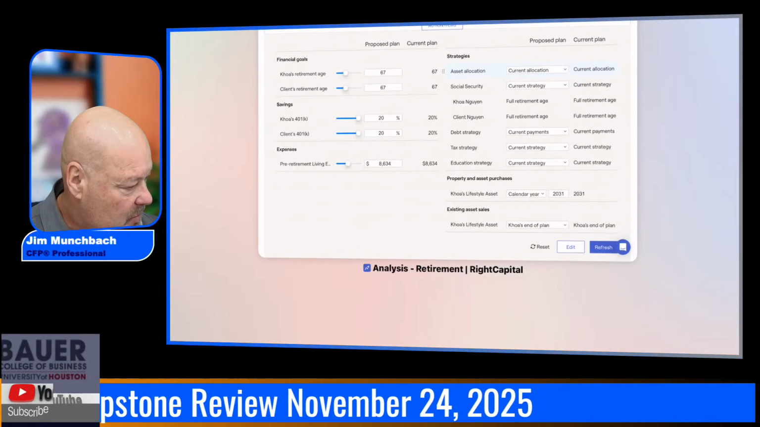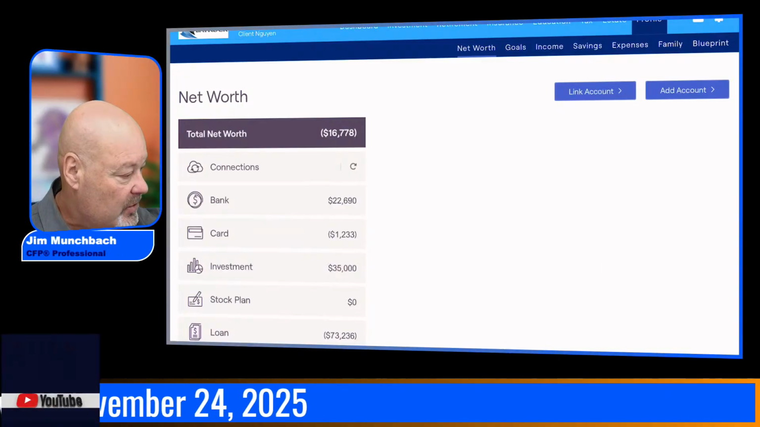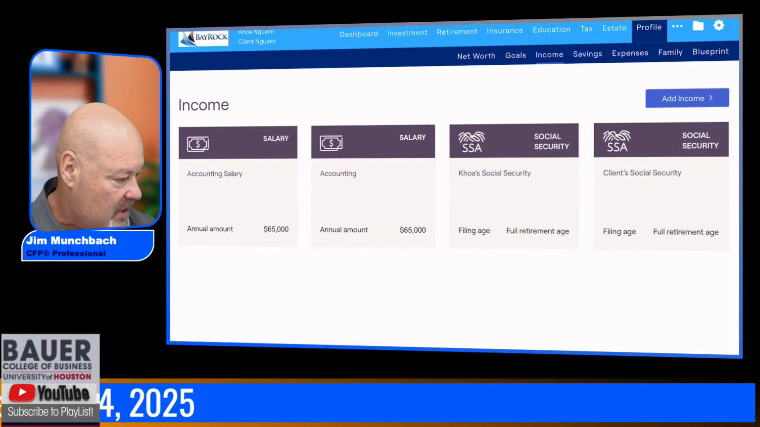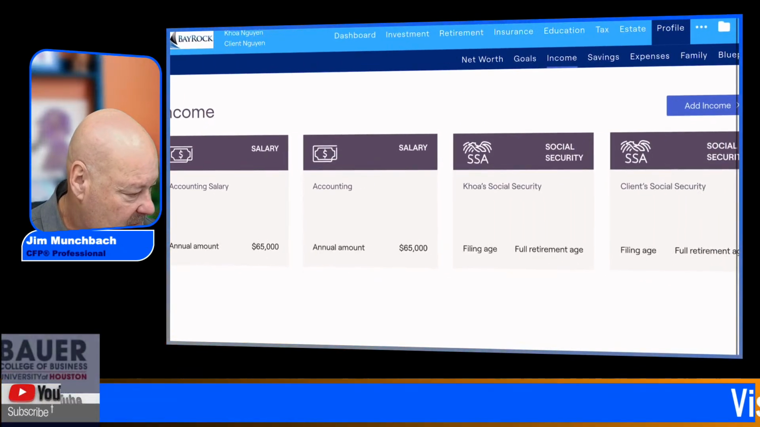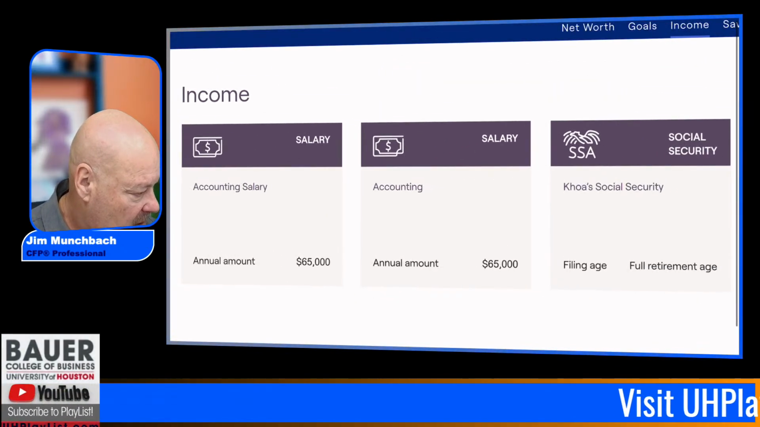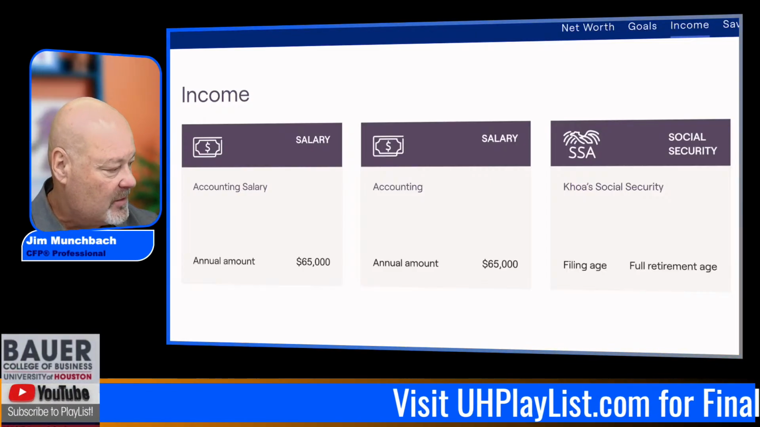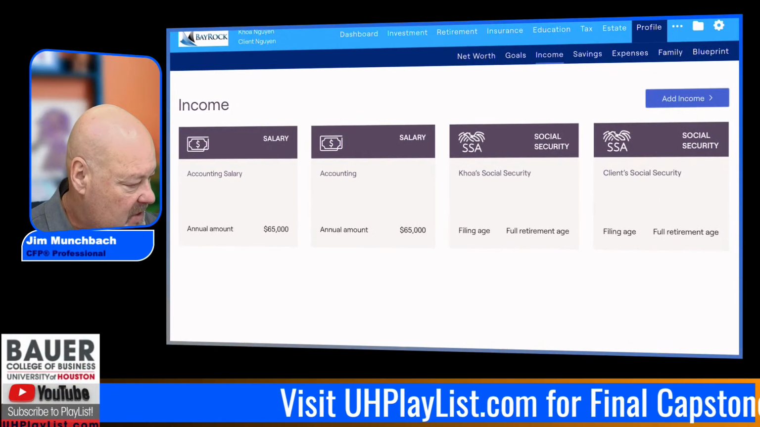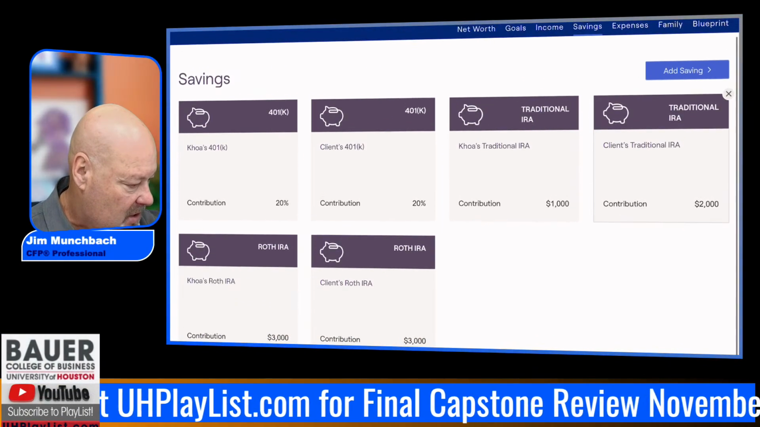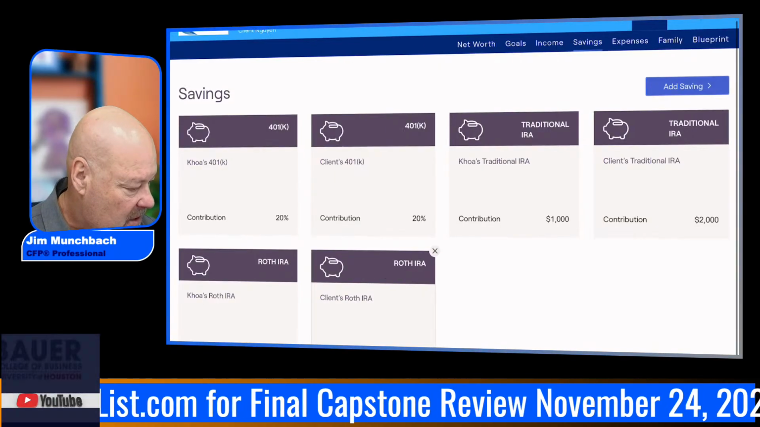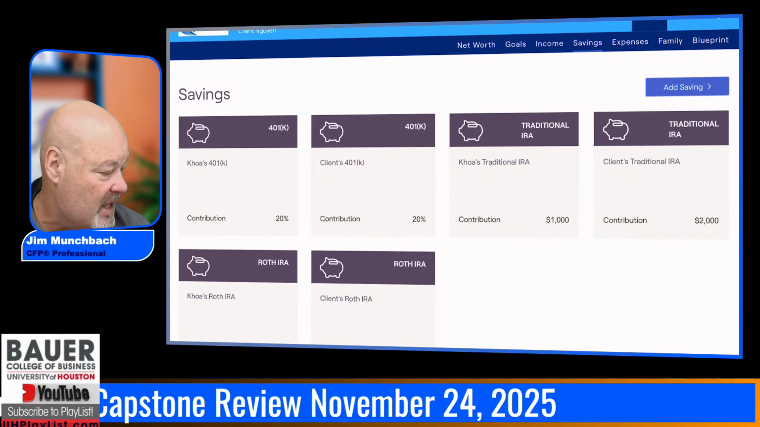So if I go back and let's go to profile, I'm going to look at income and see what kind of income we have. So it looks like we have an income of 65 and another income of 65. So two people with incomes of 65 and savings goals of 20% in each. And then Roth IRAs of $3,000 each.